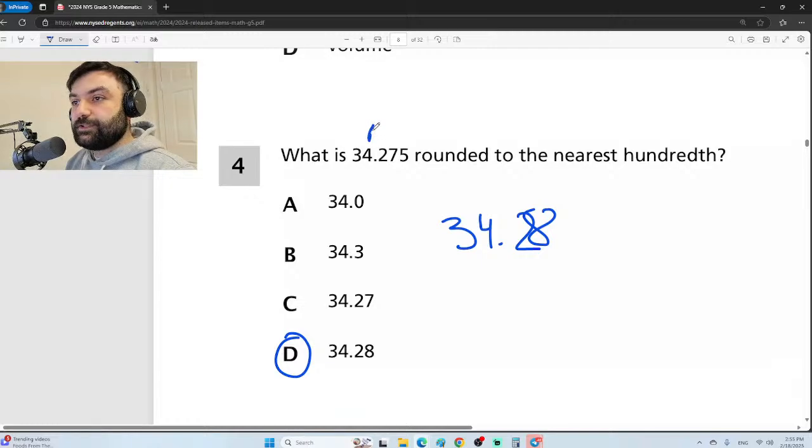So this is ones. It's like a whole number ones. We don't have to go to the left for this purpose, but 2 is what? 2 is tenths, right? 7 is hundredths.